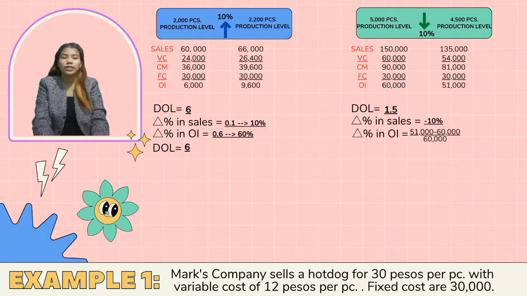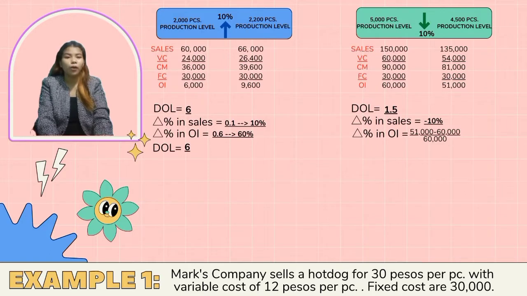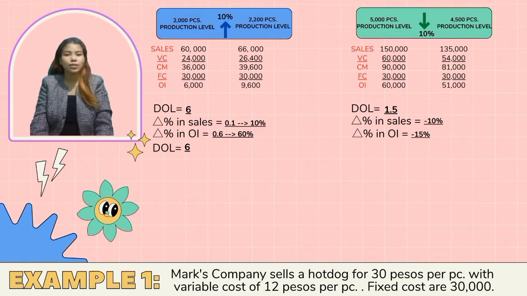Observe that for this production level, we calculate the degree of operating leverage to be 1.5. For the percentage change in sales, we will have negative 10. And for the percentage change in operating income, the formula is new minus old. So that is 51,000 minus 60,000, which will give us negative 9,000, divided by the old, which is 60,000, and the answer will be negative 15%. See that these two relate by the degree of operating leverage, 1.5. Negative 10 times 1.5 gives us negative 15.